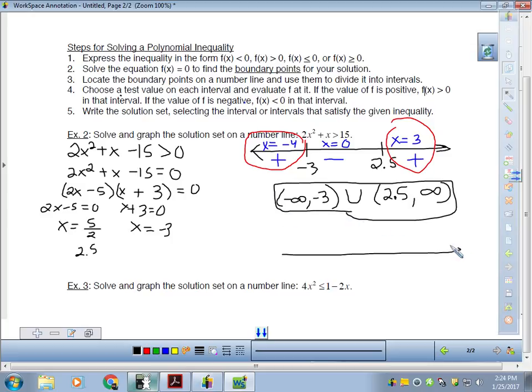And then if we want to graph it, I'm going to be kind of lazy and only put these numbers on. Here's negative 3. Here's 2.5. I want to go from negative 3 to infinity back this way. And then I want to go from 2.5 to infinity. There we go. There's my graph. I don't have the middle area shaded because we did not include that middle interval. So that's how that one works.